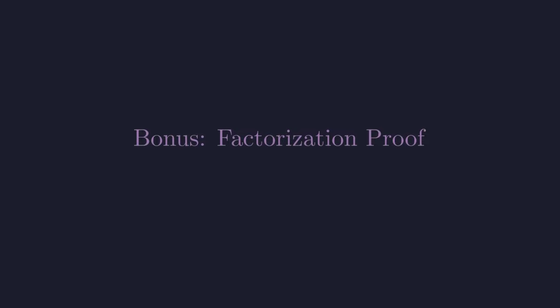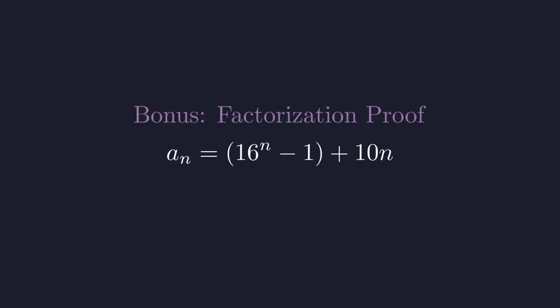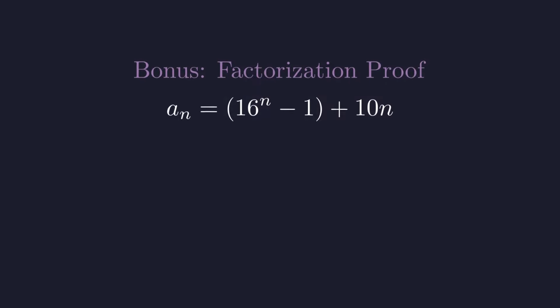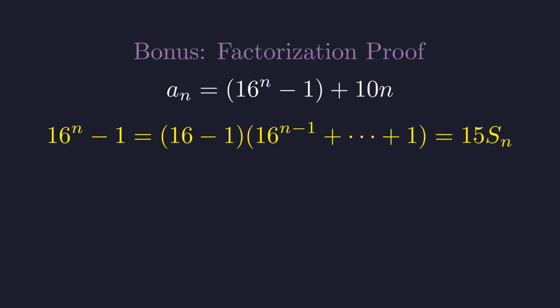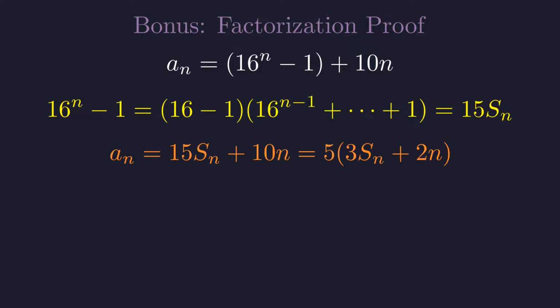Before concluding, let's see an even more elegant approach using factorization. We can rewrite our expression by separating 16 to the n minus 1 from the rest. Using the geometric series formula, 16 to the n minus 1 equals 15 times the sum of powers of 16, which we'll call s sub n. Substituting this back, we can factor out a 5, leaving 5 times the quantity 3s sub n plus 2n.